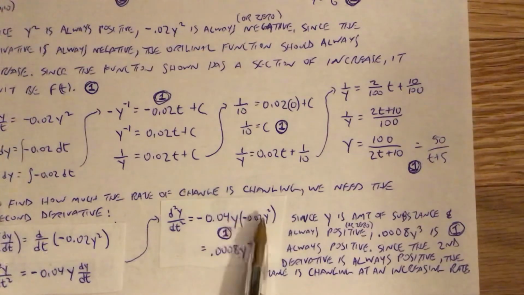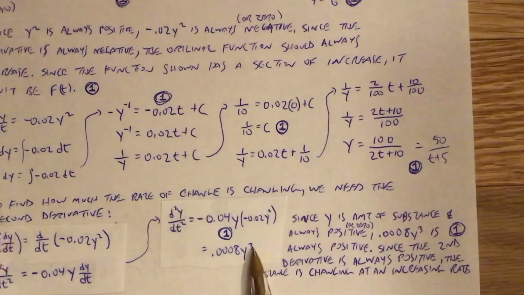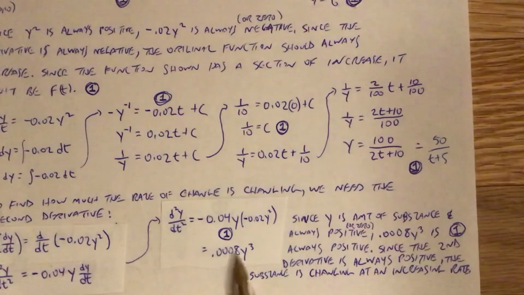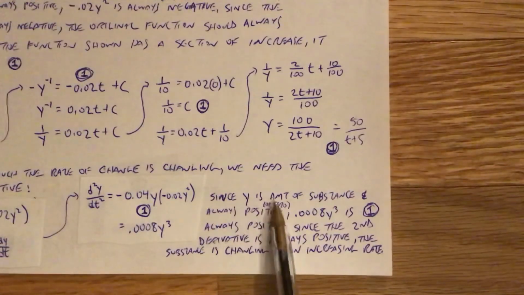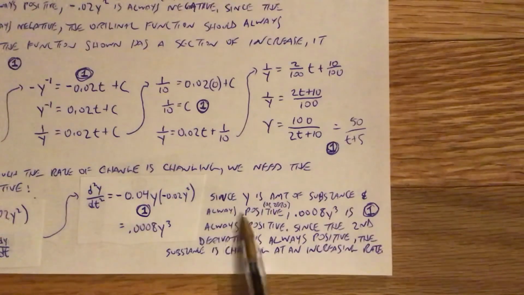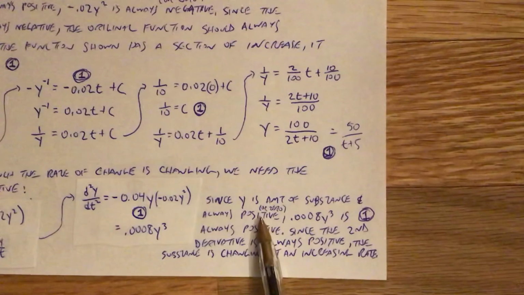You can actually leave it this way, but to make my argument, I wanted to point out that this is always going to be positive. Why is that the case? Well, y is the amount of substance. The amount of substance can't be negative, so y is always going to be positive. Therefore, y cubed is always going to be positive, and this number is positive. So that's basically what I explained here. Since y is the amount of substance and is always positive, and once again, could be 0, but it's not negative, is the key thing.